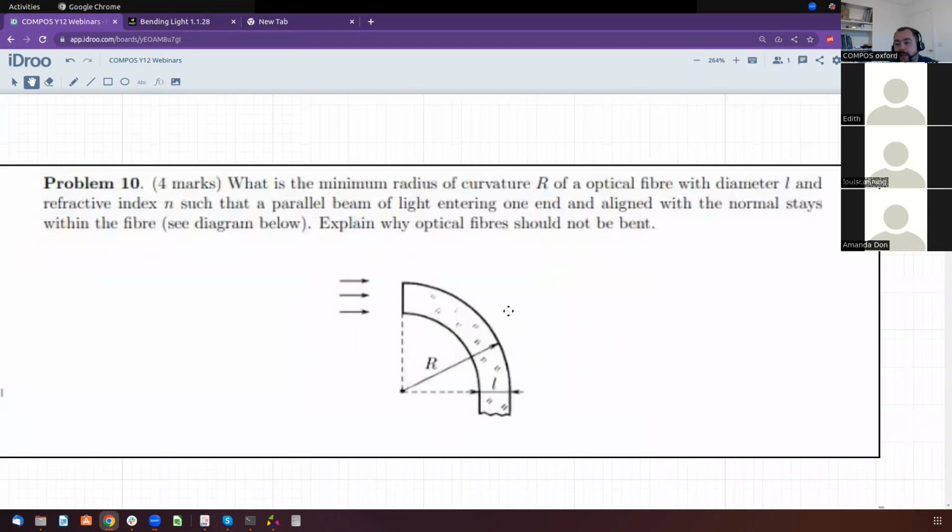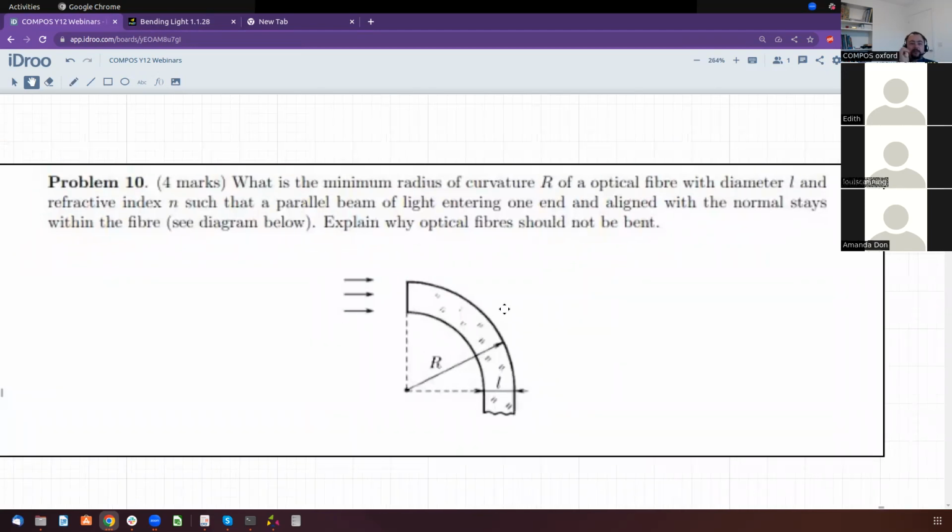Okay. Problem 10. What is the minimum radius of curvature R of an optical fiber with diameter L and refractive index of n such that the parallel beam of light entering one end and aligned with the normal stays within the fiber?